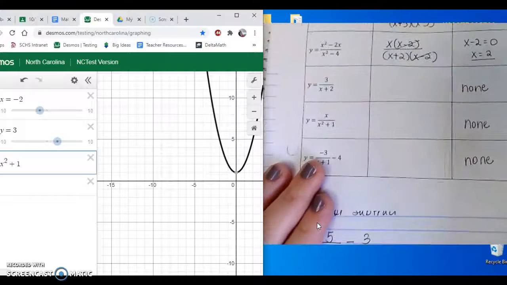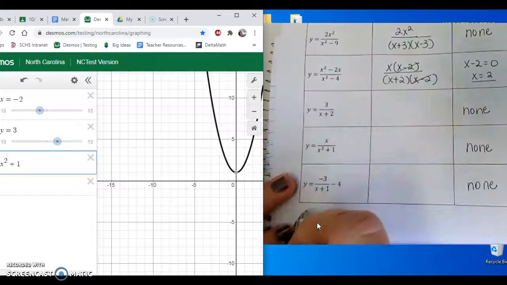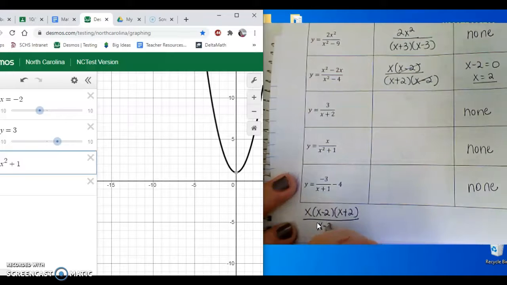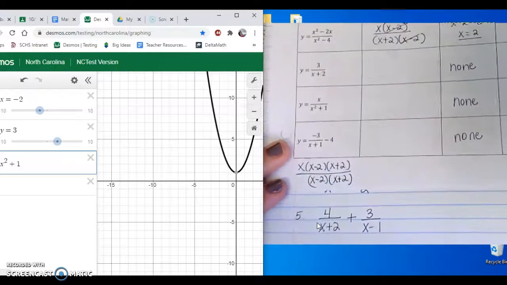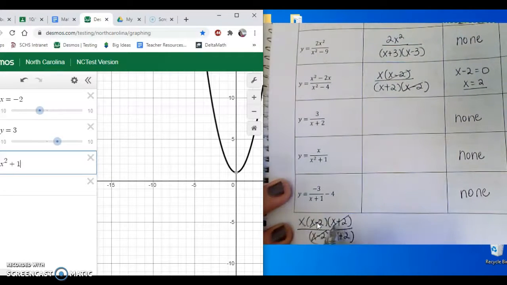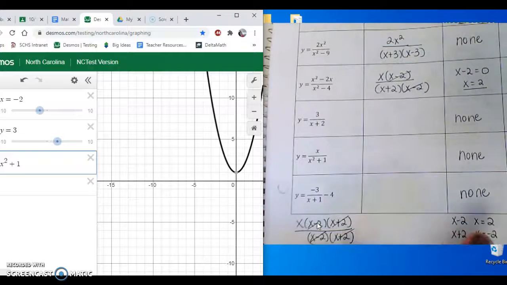I want to tell you one more thing. It is possible to have more than one hole. Okay? Let's say that this was the problem after it was already factored out. These x minus 2's would go away. X plus 2's will go away. And there ends up being a hole at 2 and a hole at negative 2. So just because we think there can only be one, it's possible that there's two, and I just wanted you to see that.